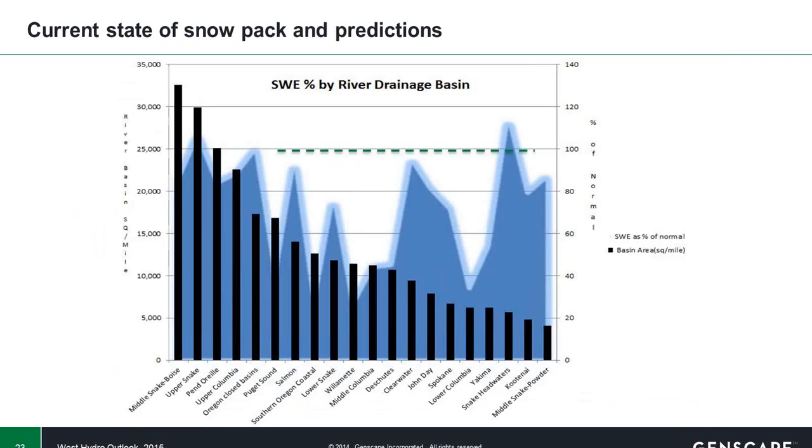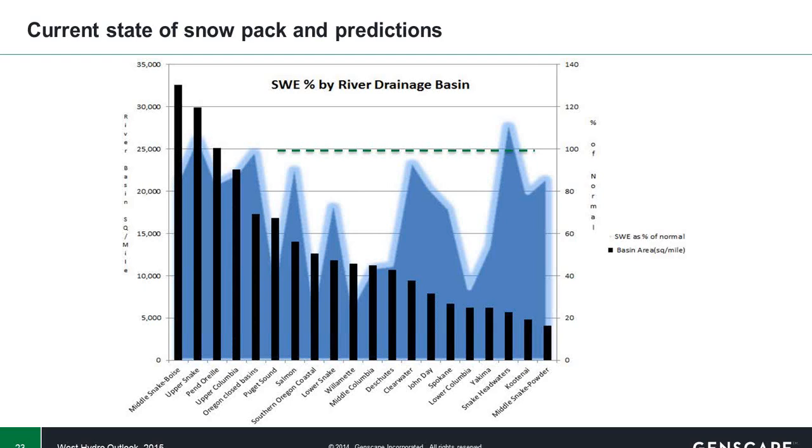So from the Excel data, this is what the graph data looks like using a two-axis graph. The horizontal green line in the middle is 100% of normal, which you can see is the left axis. The right axis is the snow water equivalent as a percent of normal. And then if you look at the graph and move from left to right, you can see by the black bars the four largest runoff basins are roughly, I'd call it, 80 to 100% of normal.